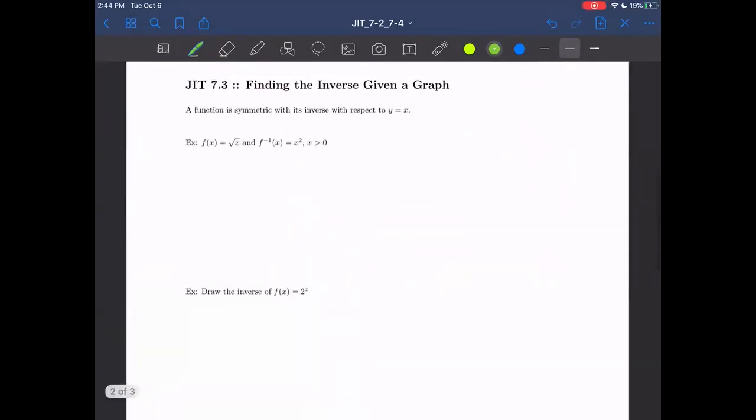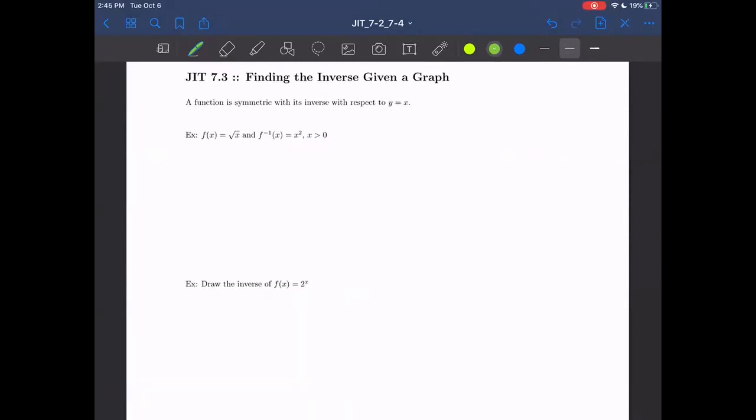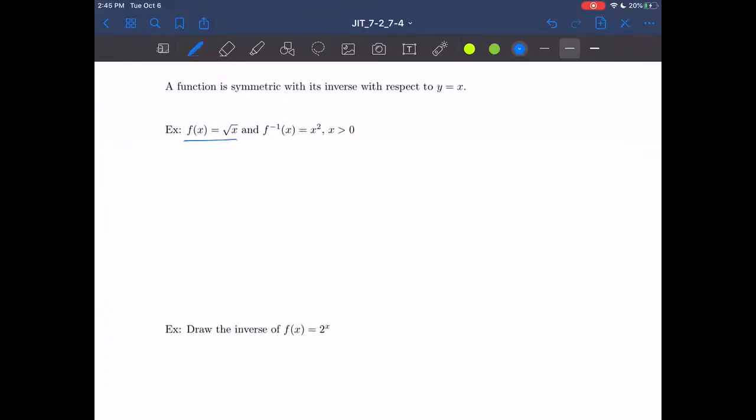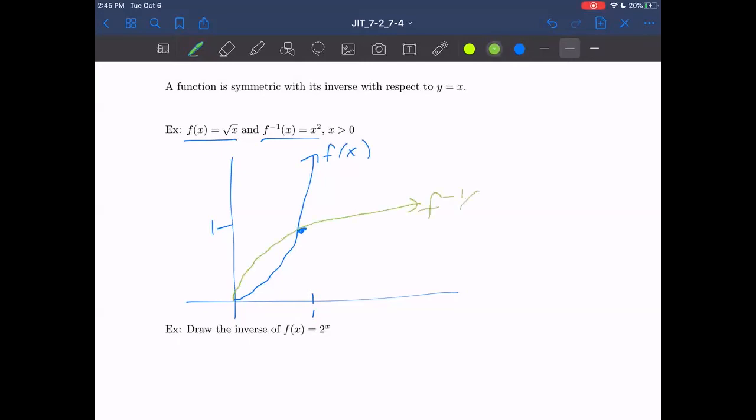All right, now if we want to find the inverse, we can do this a couple different ways. We'll look at finding the inverse if we're given a graph. So let's say we've got a function f of x equal to the square root of x, and its inverse. I can graph these if I'm given f of x. So there's my function f of x. If I were to graph it, this would be my function f inverse of x.